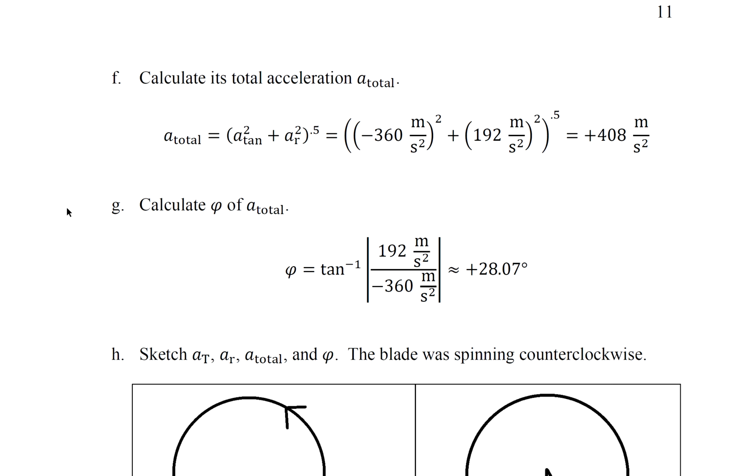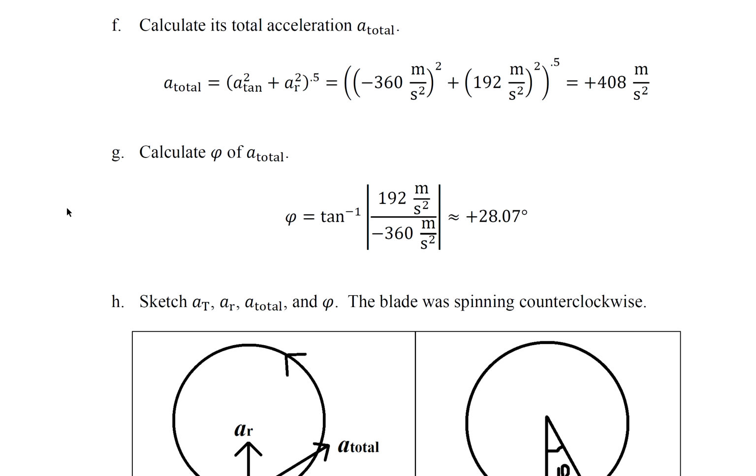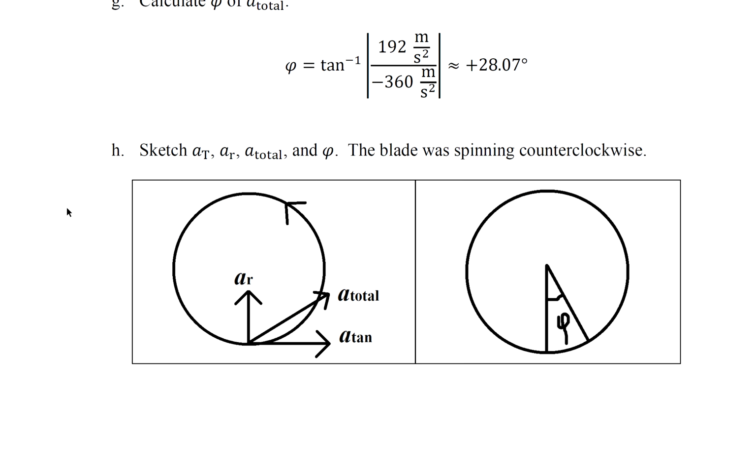Part F, calculate its total acceleration a total. Part G, calculate phi of a total. Part H, this is important, so you have a conceptual understanding of what's going on. Sketch a tangential, a radial, a total, and phi. The blade was spinning counterclockwise.